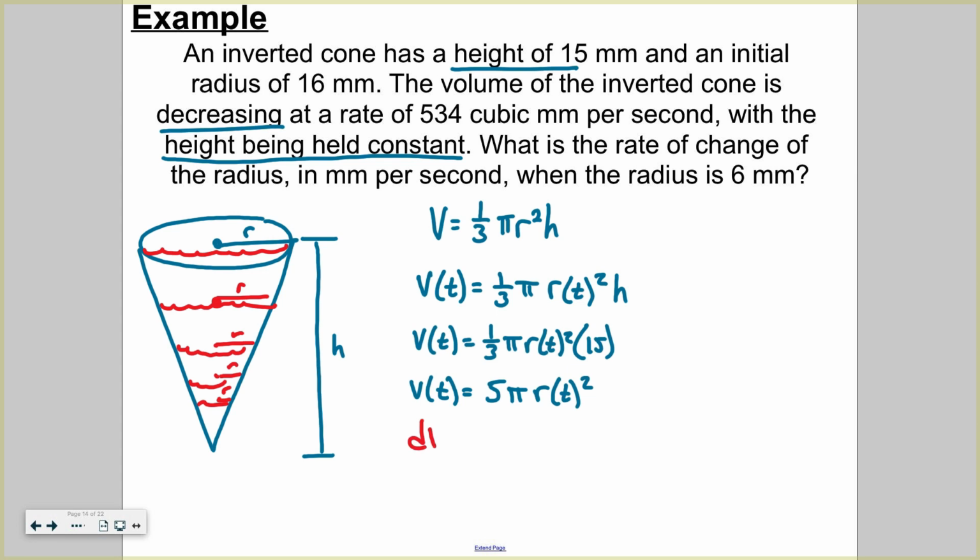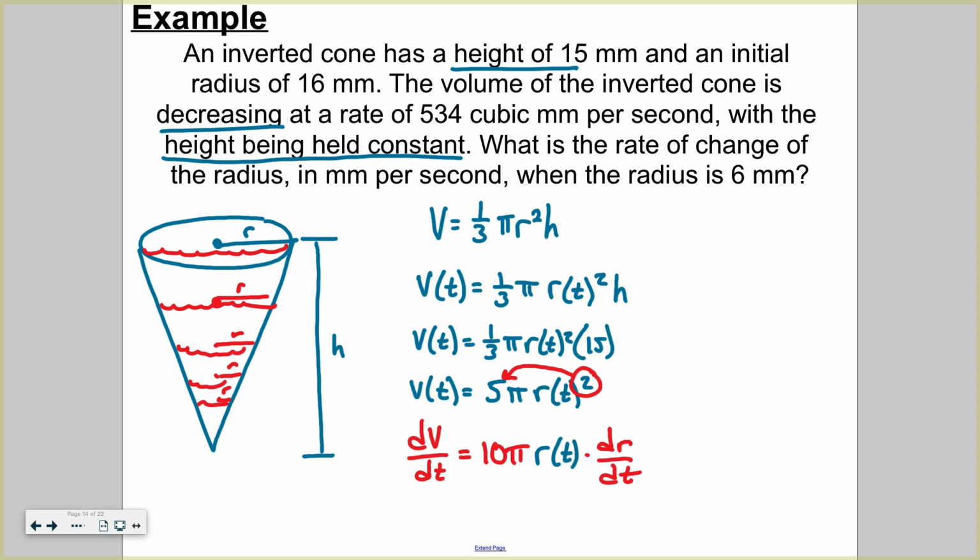So we're going to have dV over dt is equal to, remember power rule and chain rule here. Power rule says we're going to take the 2 times the 5 pi, which is going to give us 10 pi. We're going to subtract 1 from the exponent, so we're going to have just 1 r of t. And then we have to multiply by the derivative, dr dt.